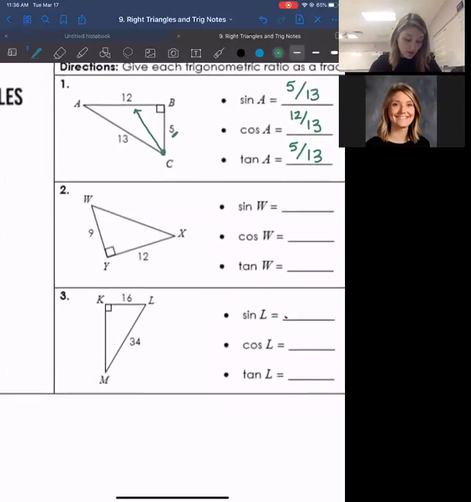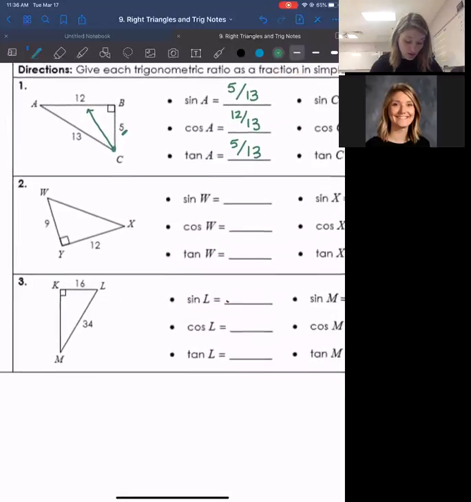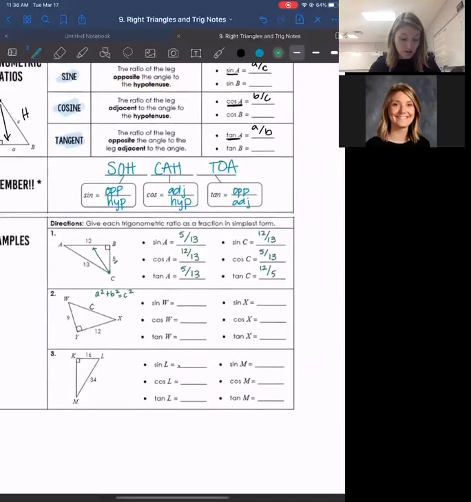The same thing happens down here on numbers 2 and 3, but you do have to find the missing side first. So don't forget about the Pythagorean theorem, a squared plus b squared equals c squared, because that's going to help you find what that hypotenuse is, and then you can follow the same pathway that we just did on example 1.